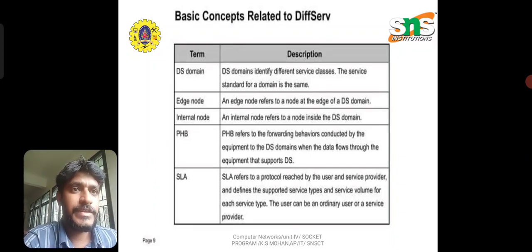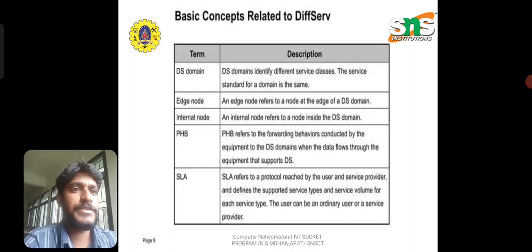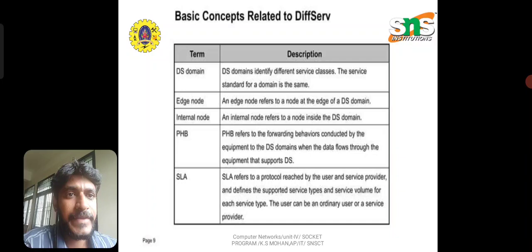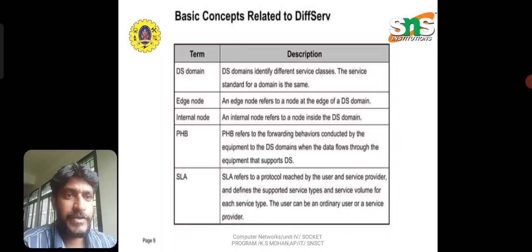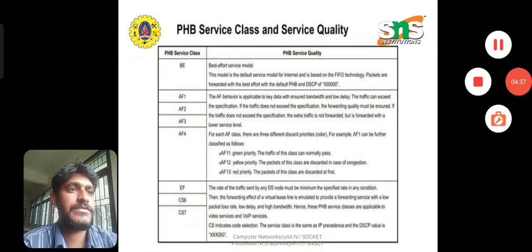The DS domain identifies the different service classes. The service standard for a domain is the same. An edge node refers to a node at the edge of the DS domain. An internal node refers to a node inside the DS domain. PHB refers to the forwarding behaviors conducted by the equipment in the DS domain when the data flow passes through equipment that supports DS. SLA refers to a protocol reached by the user and the service provider, defining the supported service types and service volume for each service. These are the basic concepts related to differentiated services.